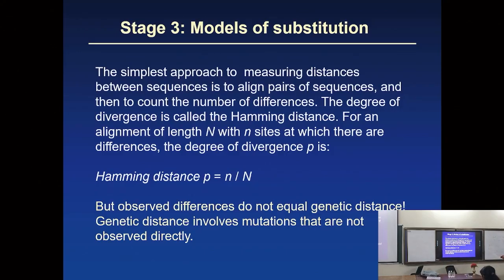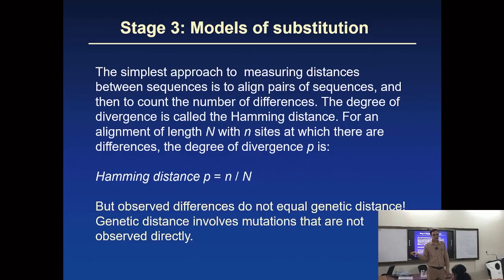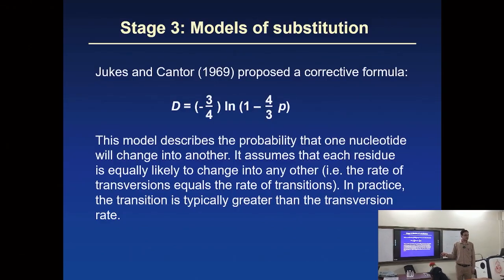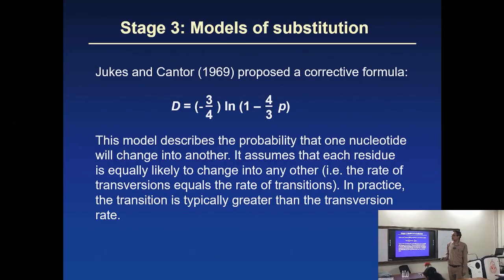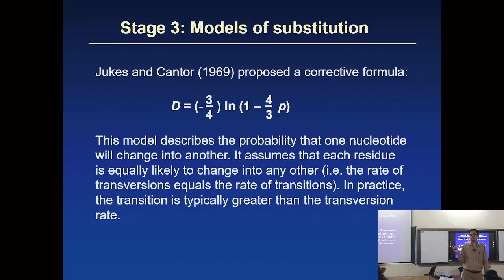Okay, so genetic distance involves mutations that are not observed directly. Okay, and there are models that have been developed for including the unobserved mutations. And one of such models is the Jukes-Cantor model, and here is the divergence between two sequences proposed by Jukes and Cantor, where p is the Hamming distance. Okay, this is the formula, and one of the limitations of this formula is that it assumes that the rate of transition is equal to the rate of transversion.